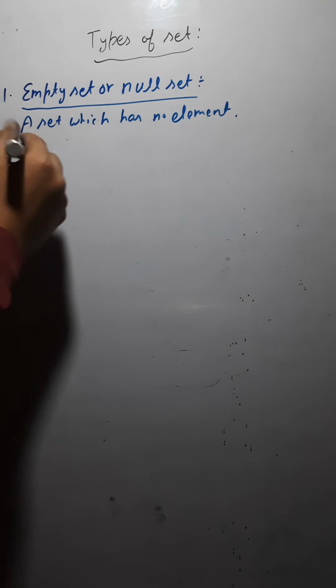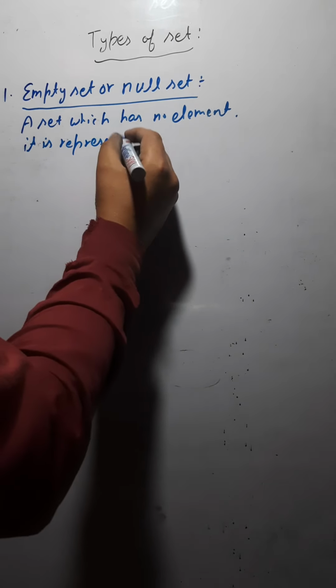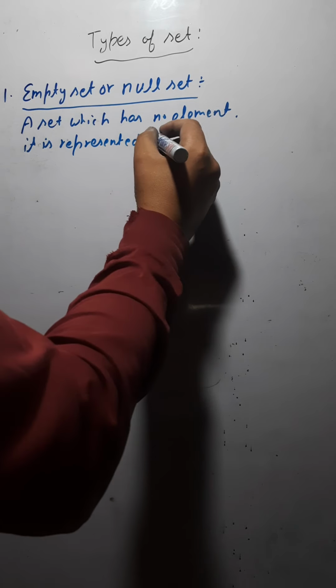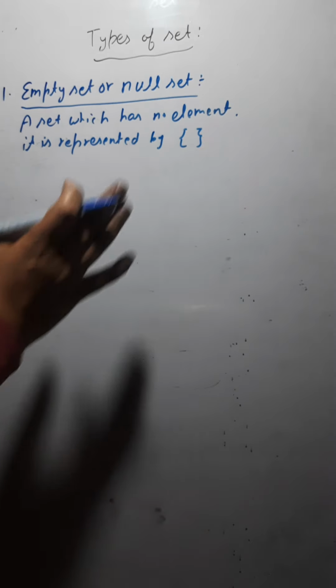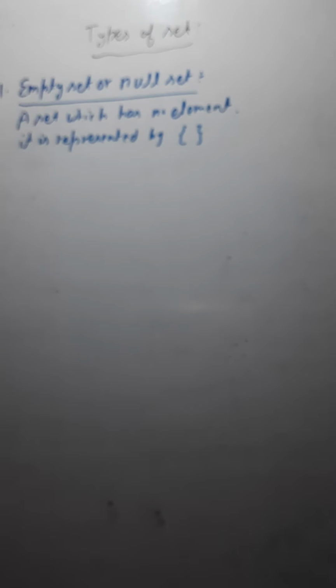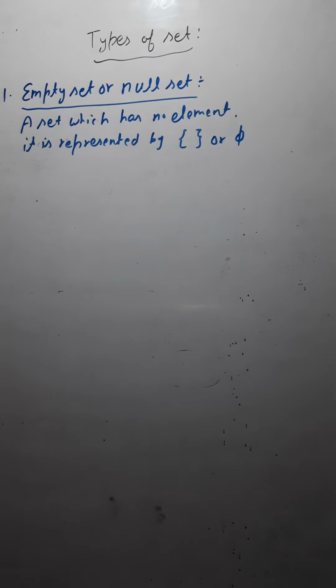Okay, and it is represented by, you would represent a null set by simply these two curly brackets with nothing inside there. This is the null set, because it is having no elements inside there. Or simply you can represent it by phi. This is the symbol of phi. Okay, so it means it's a null set, whichever way.